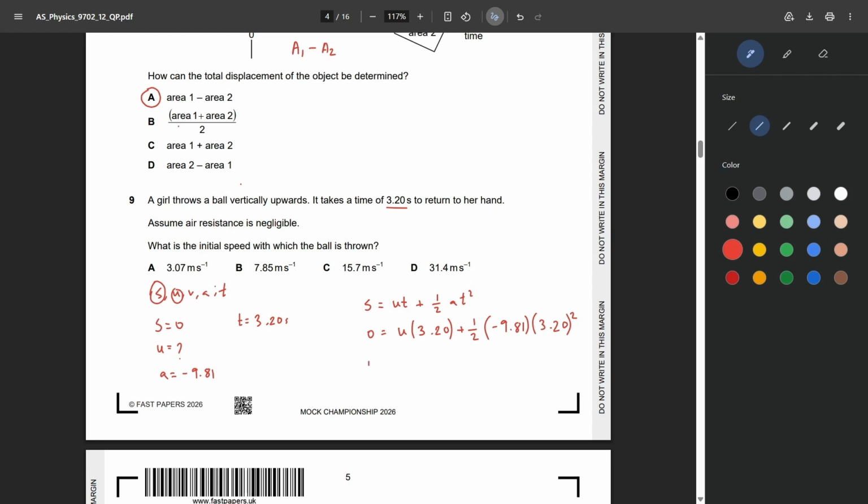So if we make U the subject, it gives us a value of 15.696 and so on, which can be approximately written as 15.7, which is closest to C. So the answer to question 9 will be C, 15.7 meters per second.